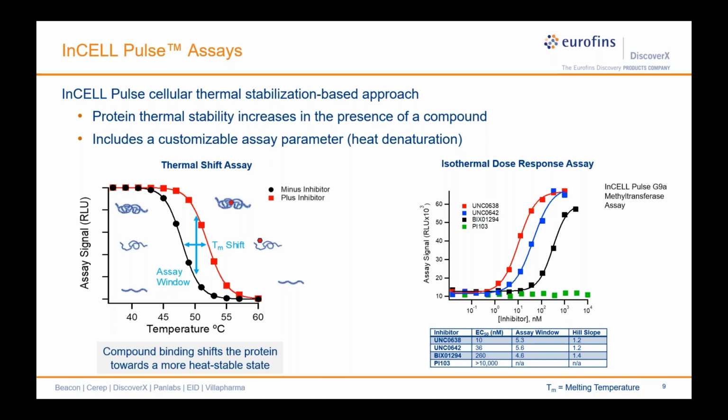Now, at around 50 degrees, we do have a nice separation of those two curves. So we might pick 49 or 50 degrees to run what we call an isothermal dose response assay. On the right-hand side, you can see we have some curves from 4 compounds. These compounds were tested in a G9A methyltransferase InCELL Pulse cellular target engagement assay. This was done at a single temperature using different concentrations of these 4 different inhibitors. What you can see is that 3 of the compounds protect the target protein and generate dose response curves, while the 4th compound in the green squares fails to interact with and protect the target. So we can use this to rank order compounds and also learn about the specificity of compounds for the target.